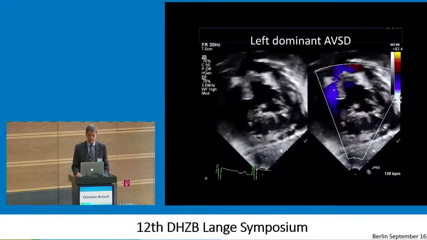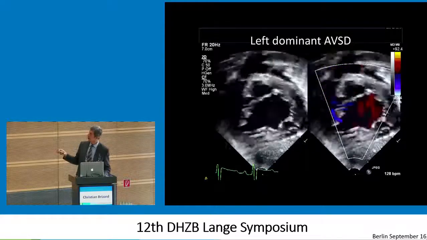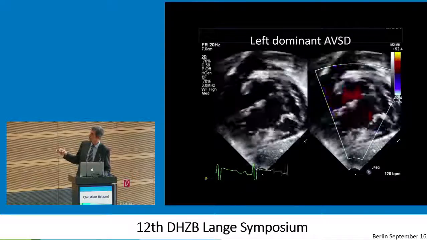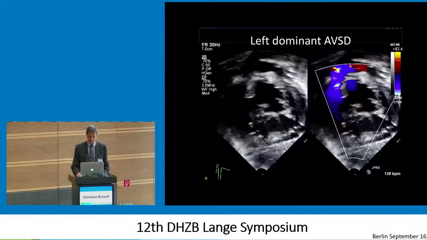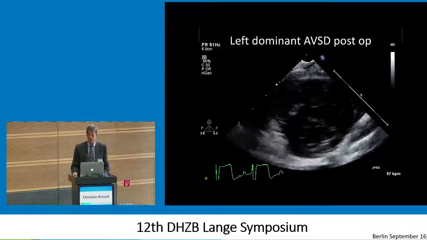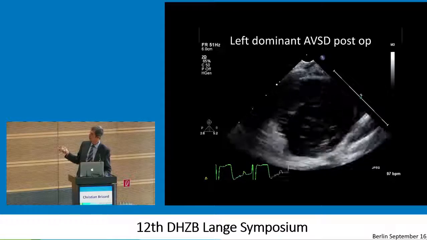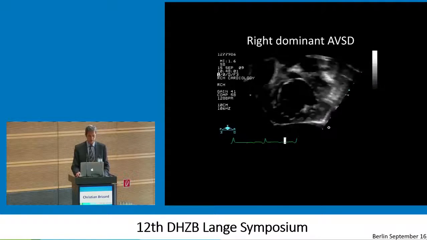Here you have an example of a very clearly left dominant AV valve. Almost the whole AV valve is in the left ventricle, and you can hardly see any AV valve opening into the right. Using the criteria that I have described, this leads to a perfectly suitable biventricular repair.